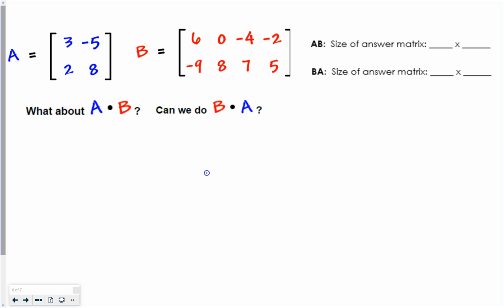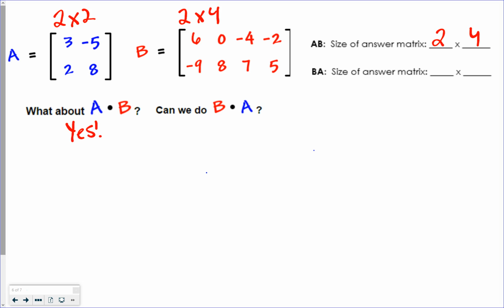All right. We have A, which is 3, -5, 2, and 8. And we have B, which is 6, 0, -4, -2, -9, 8, 7, 5. Okay? What is the size of matrix A? It is a 2 by 2. What is the size of matrix B? A 2 by 4. Can we multiply A times B? Yes. We can do A times B, right? So what's the answer going to look like? It's going to be a 2 by 4. It's the outside pieces. Okay?